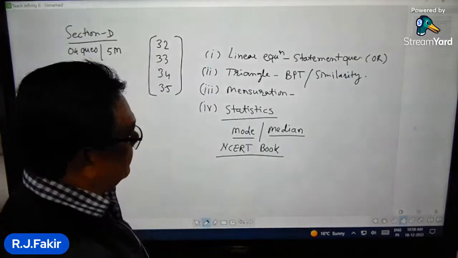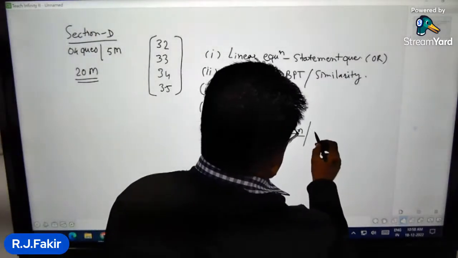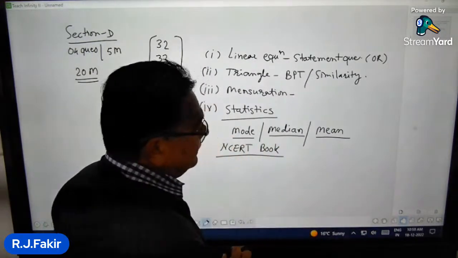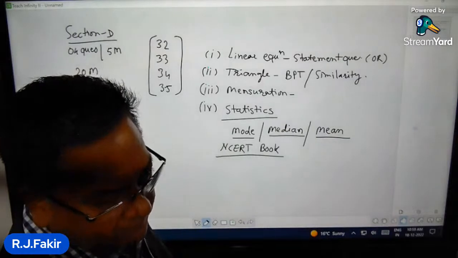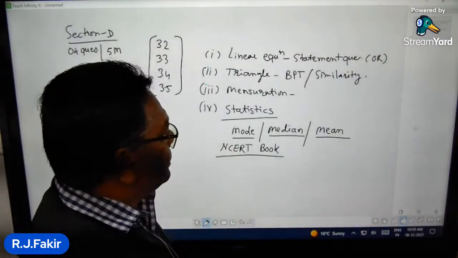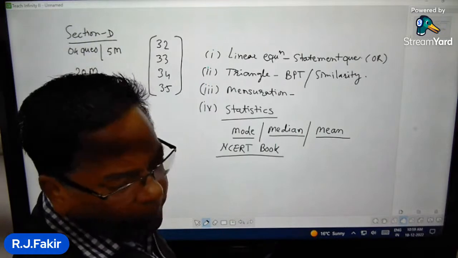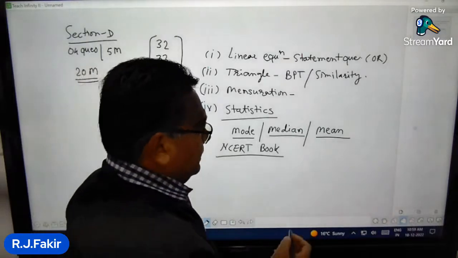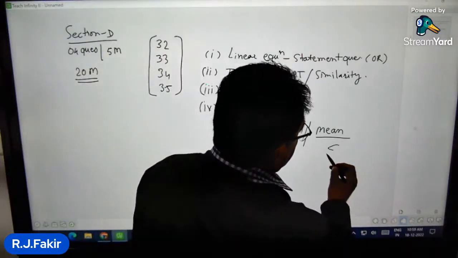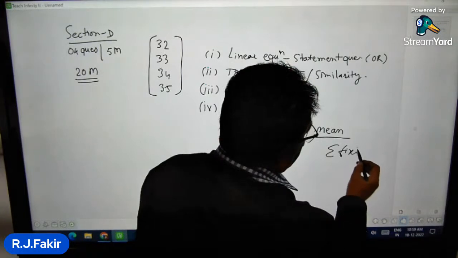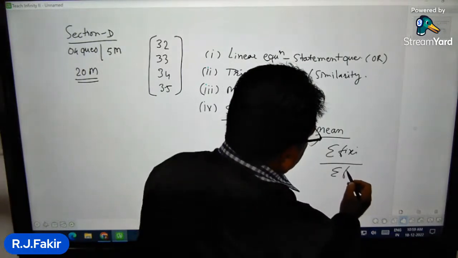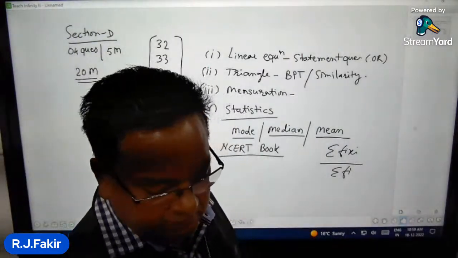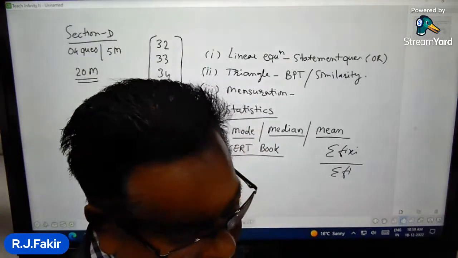In case of mean, because there is another thing also, if nothing is mentioned about the method, that means you can use any of the methods. That is your choice. Generally, the simple method is sum of fi xi upon sum of fi. Or somebody is comfortable with the assumed mean, step deviation, that also you can use.